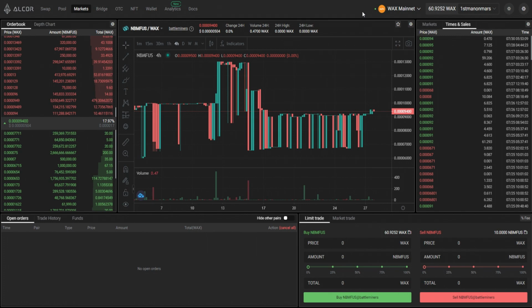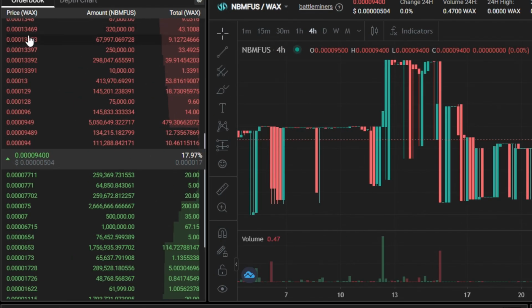Now, let's try to sell some Fusium. First, we will take a look at the order book and especially the sell section. In this case, we can see that the cheapest seller is offering some Fusium for 0.000094 wax. The next order is at 94.89. Let's place an order between those two.